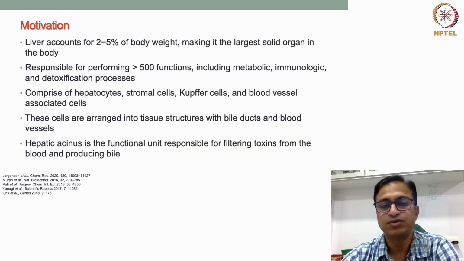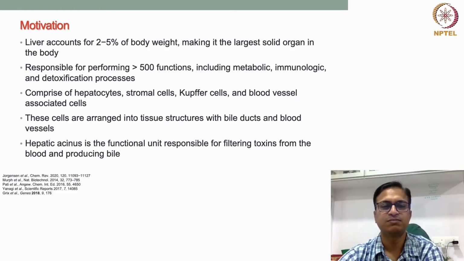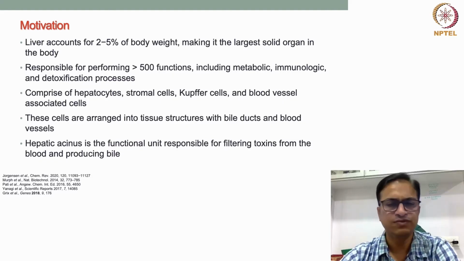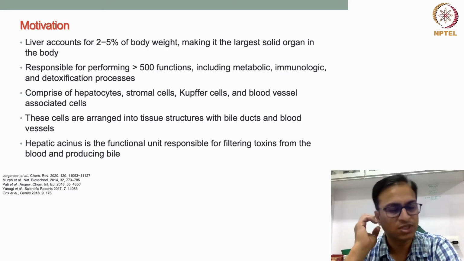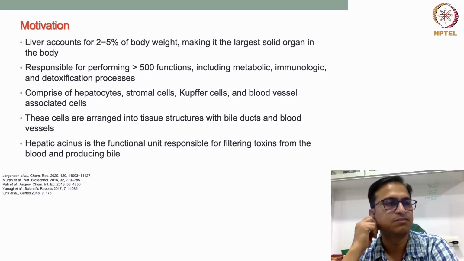And if you see the liver tissue, it comprises mainly hepatocytes, stromal cells, Kupffer cells, blood vessel associated cells. So different types of cells are present in the liver tissue. For bioprinting, we need to understand what the different cell types are and how they are arranged in the liver tissue. And these cells are arranged into tissue structures with bile ducts and blood vessels.